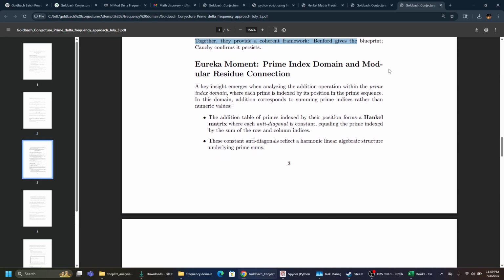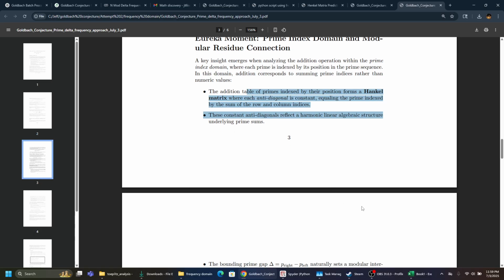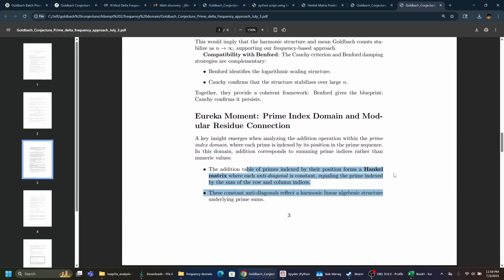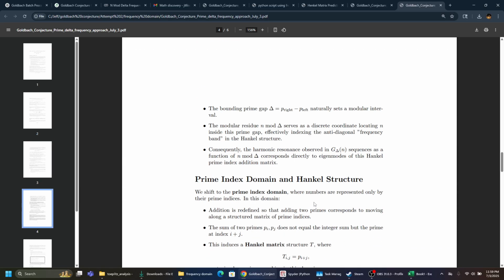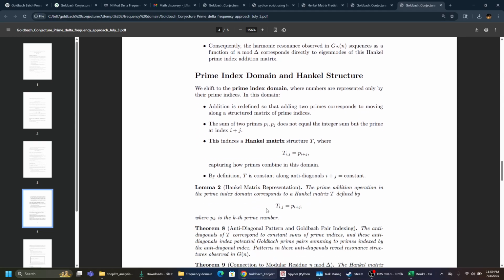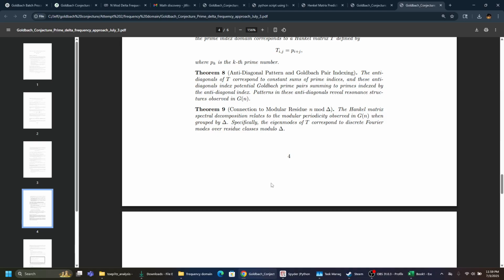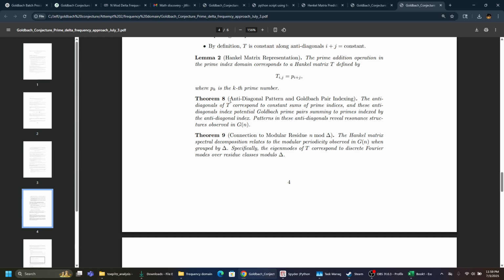So the prime index domain and the mod. Here you can see this is when I discovered that we also can form a Hankel matrix, which is what you just saw earlier in this video. It was actually the Goldbach conjecture research that led to this. This is getting into the Hankel structure, which I'm not going to repeat. But basically, where I was going is that we might even be able to predict Goldbach using that Hankel structure.